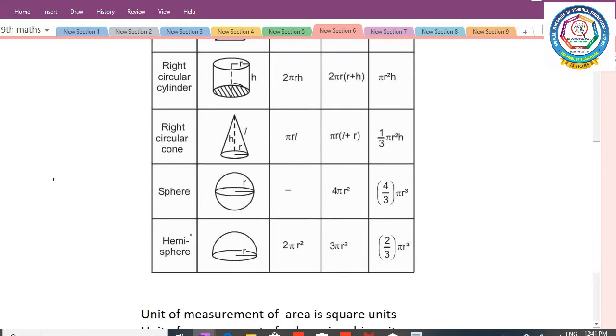Next one, the hemisphere, half of the sphere. The CSA of a hemisphere is 2 pi r square. Then the total surface area of a hemisphere is 3 pi r square. That is, base as well as height will be considered r. So 3 pi r square. Next one, volume is 2 by 3 pi r cube.